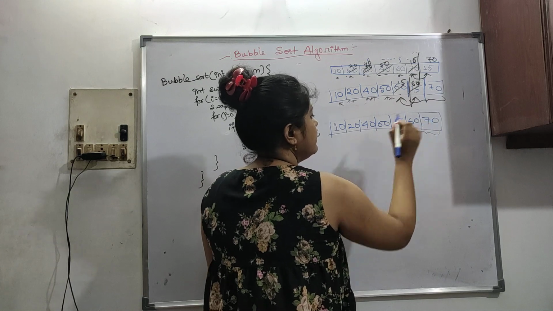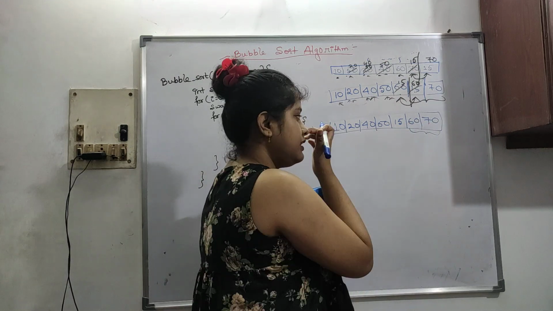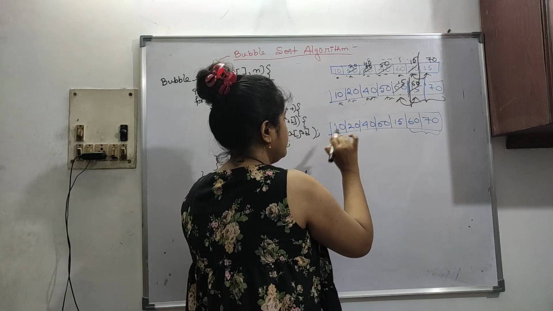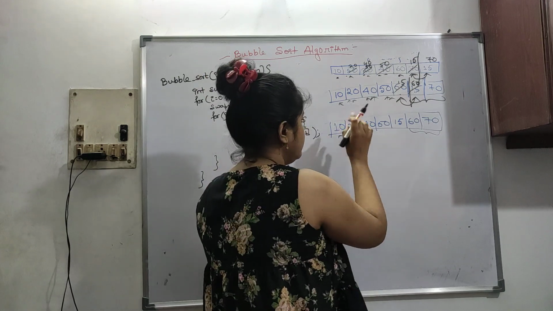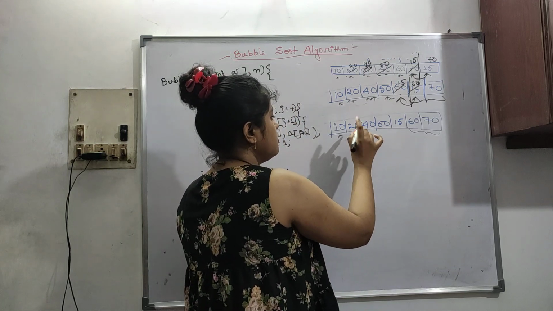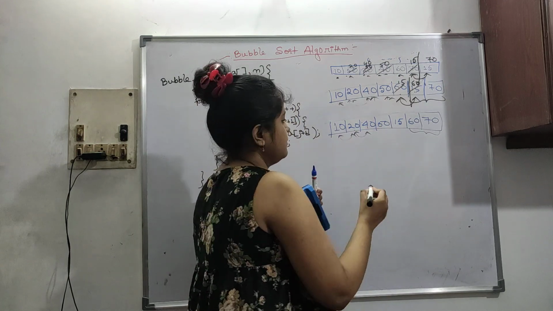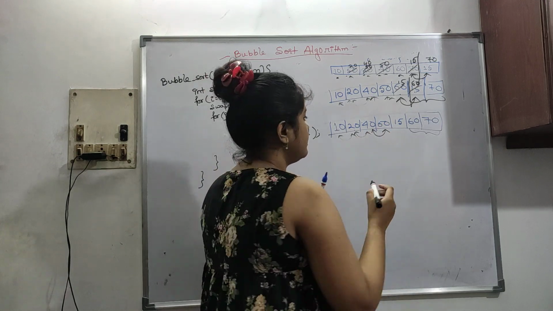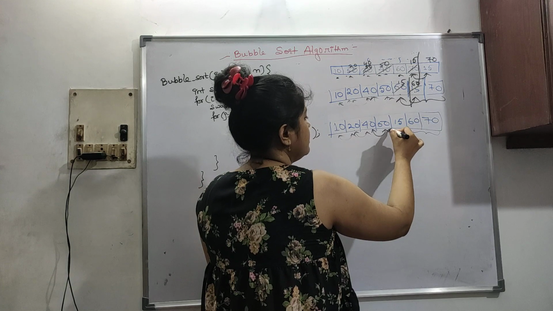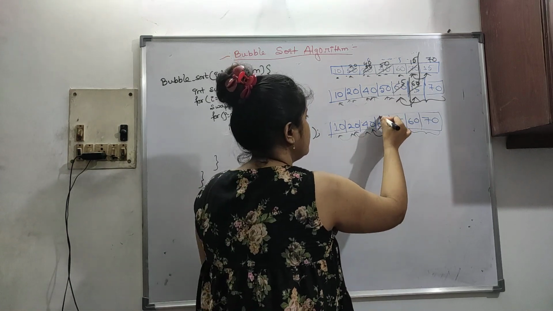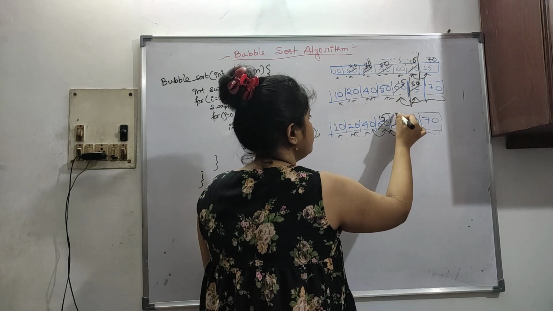These two are in correct position. 60 and 70 are in correct position. So now we have to check again. 10 and 20 are in correct order because 10 is lesser than 20, so it is correct. So now 20 and 40, it is also correct because 20 is lesser than 40. Now 40 and 50, 40 is lesser than 50, it's correct. 50 and 15, 50 is greater than 15, so swap. 15 comes here, 50 goes here.